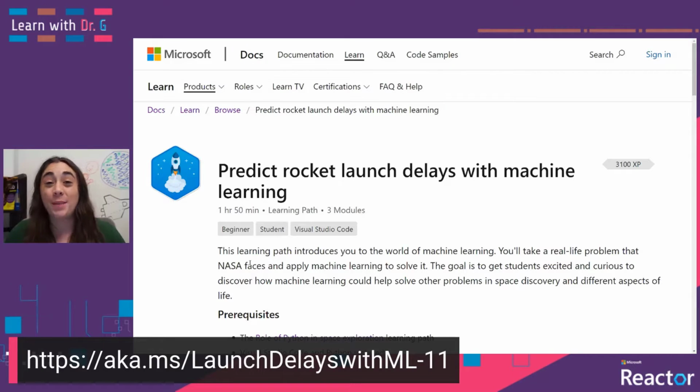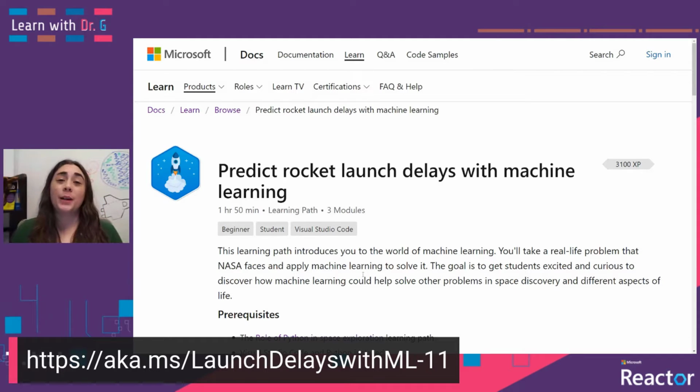So today we're going to be talking about how we can use machine learning and data to predict whether or not a rocket will launch or if the rocket launch will be delayed. This is part of a learning path that was created on Microsoft Learn, which you can find at aka.ms/launchdelayswithml-11 here on the screen down below.